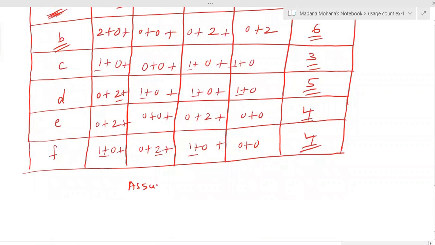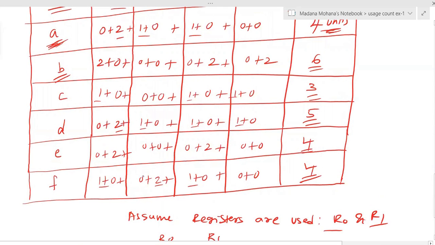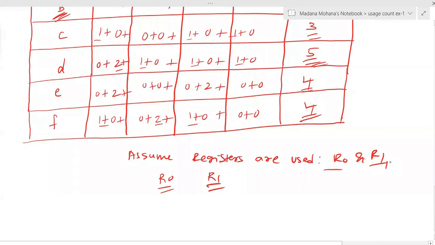So assume registers R0 and R1 are used. So first you can store the most usage cost values in these registers. Now here you can see we are having 6, that is variable B having highest usage, then D also. So now you can store B and D. So B and D, here one more register also there.